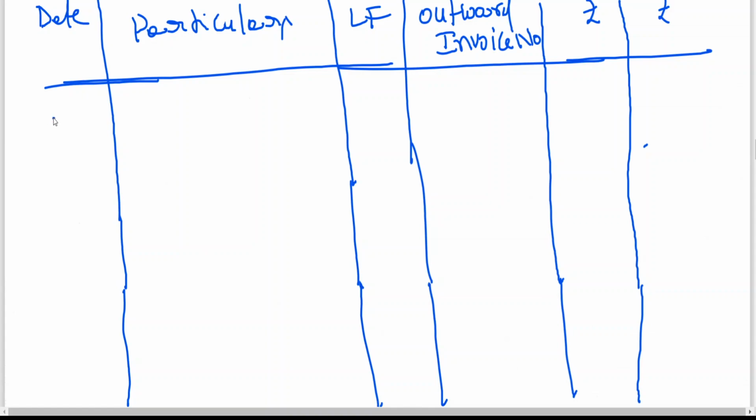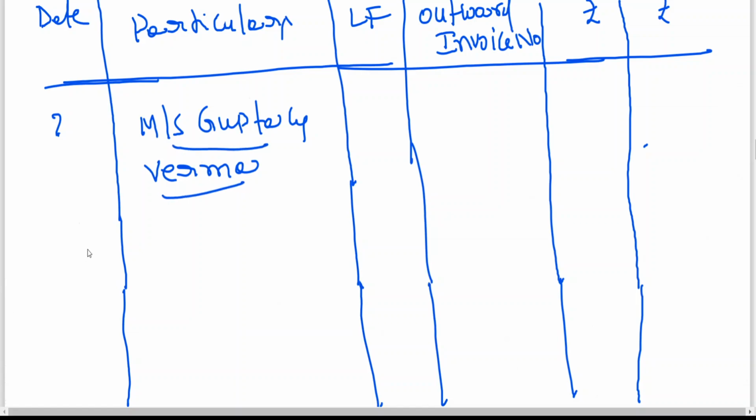Okay, we don't have the date. If date is not given, you can put a question mark. Messrs. Gupta and Verma. The name of the customer. 30 shirts at the rate of 8 rupees per shirt. 30 into 8, 240 rupees you write in the inner column.